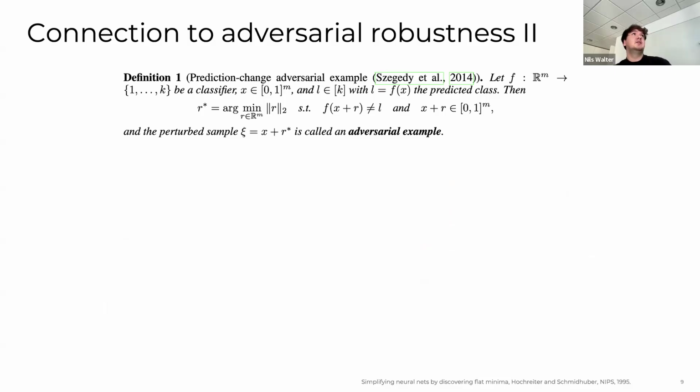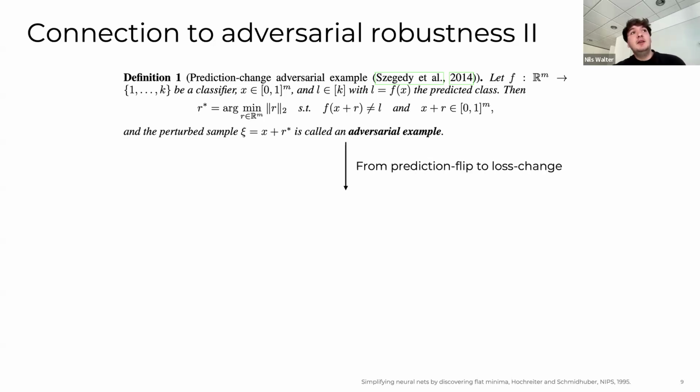Okay, the next connection to adversarial robustness is that if you look at the standard definition of an adversarial example, you just check whether in a certain neighborhood there are perturbations such that the prediction flips. This is the standard definition. This has been used roughly since 2014 and changed ever so slightly depending on what the paper wanted to show.